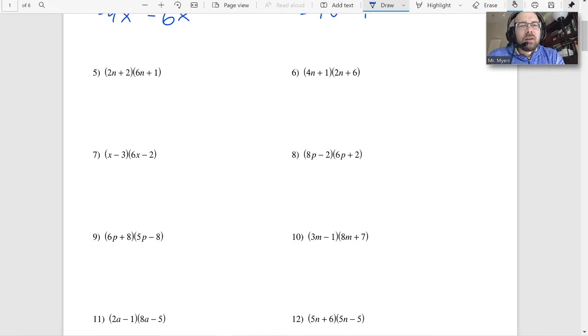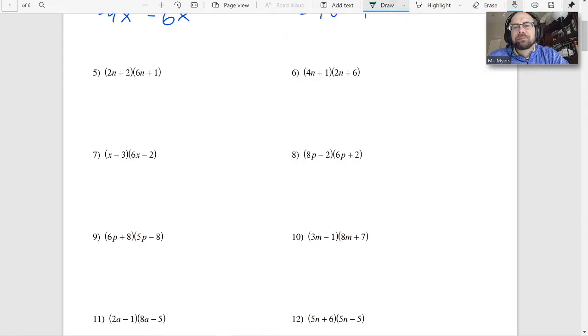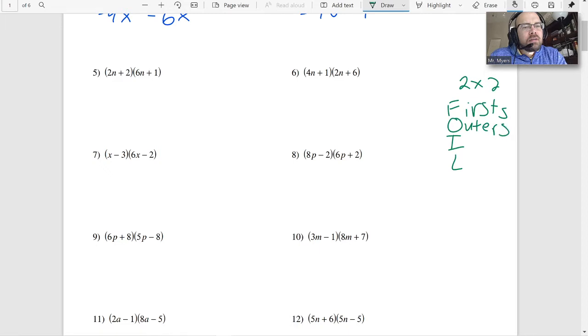So what we're going to do, I'm going to go ahead and change colors for this one. We'll change to like a nice green here. When you're doing a 2 by 2, basically you want to do FOIL. And you've maybe heard of this before. FOIL. F stands for firsts. They're all plural because there's 2 of them. Firsts, outers, inners, and lasts. Firsts, outers, inners, and lasts.